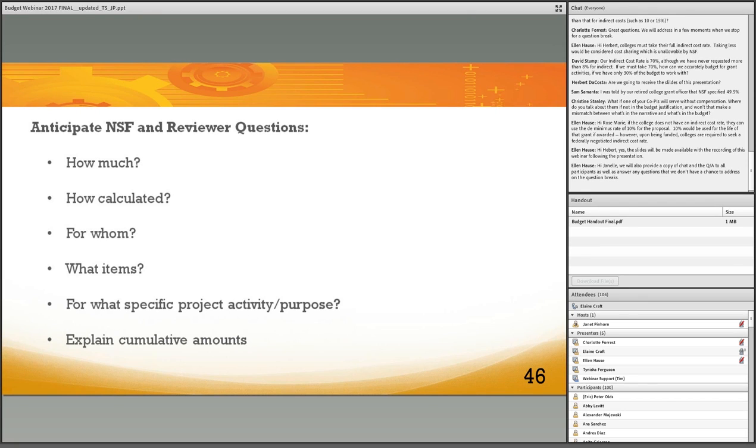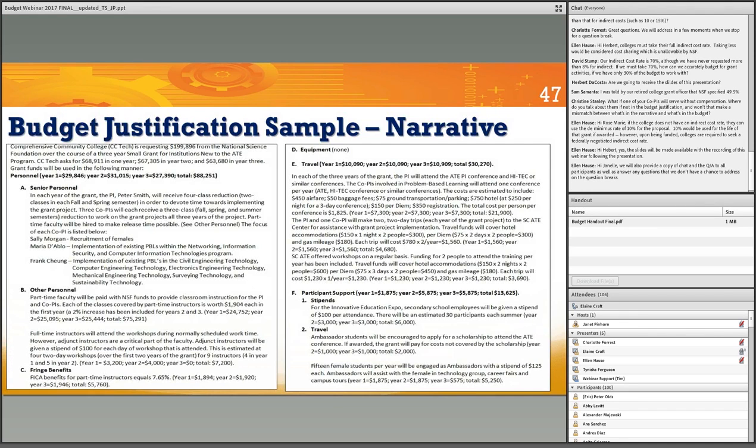For whom do you need money? Personnel, participants, consultants? Who are these people? And what will they do to contribute to the project? With what compensation? Over what period of time? What items do you plan to purchase and why? And how will items or equipment be used in a project activity to benefit students or participants? Attention to detail is important to reviewers. They want to know that you have really thought through and calculated what resources will be needed for the project to be successful. Now, let's look at a copy of a budget justification sample.